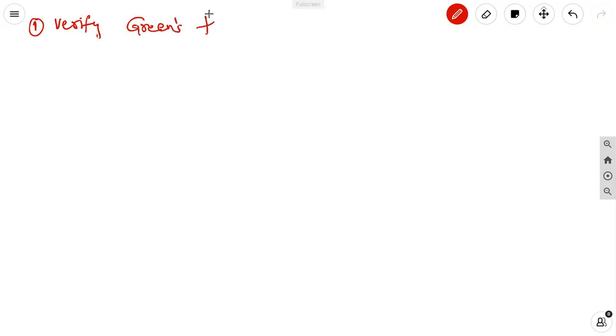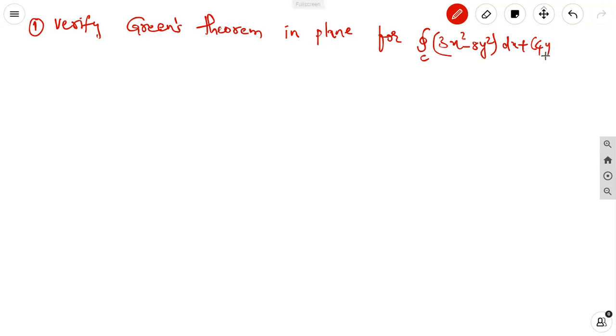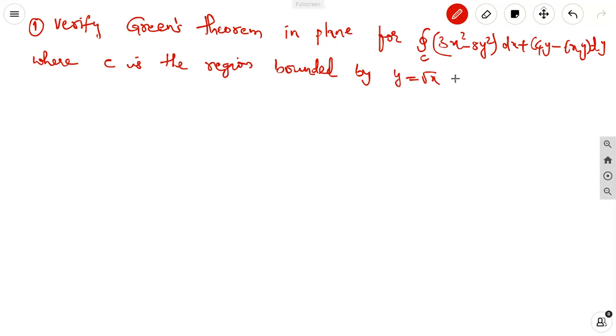Verify Green's theorem in plane for the integral over C of (3x² − 8y²) dx + (4y − 6xy) dy, where C is the region bounded by y = √x and y = x².